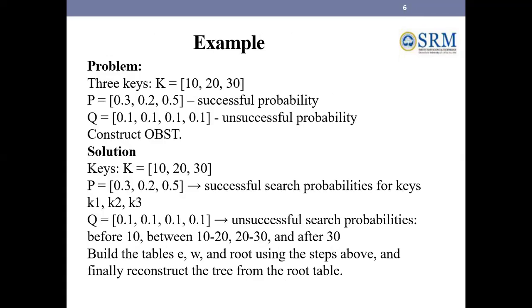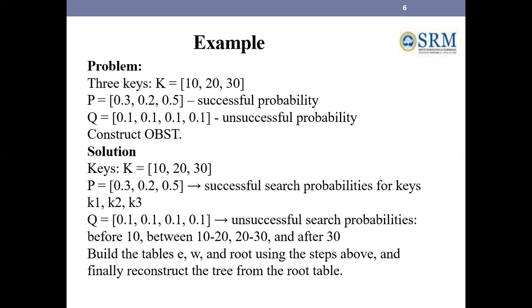And we will see one example. There are 3 keys, n equal to 3: 10, 20, 30. There are 3 keys and the probabilities are given. The probabilities for success are 0.3, 0.2, 0.5. For the unsuccessful probability, Q is, if the key is not present, what is the probability? Unsuccessful probability. So now we are going to construct the optimal binary search tree.